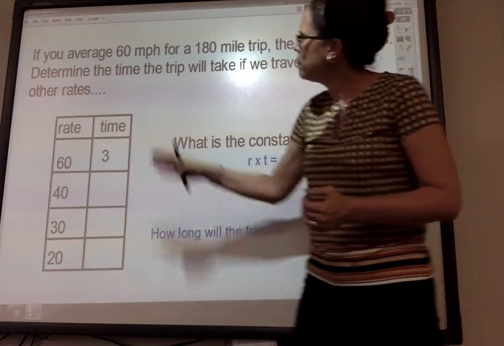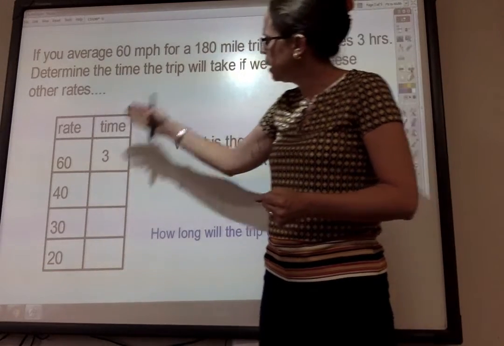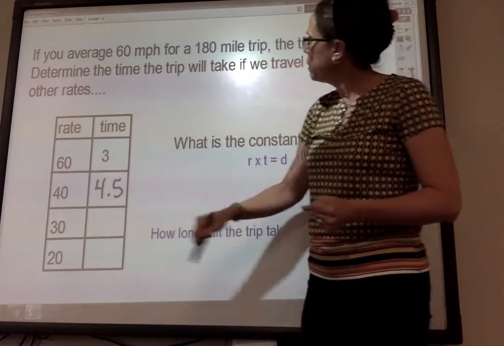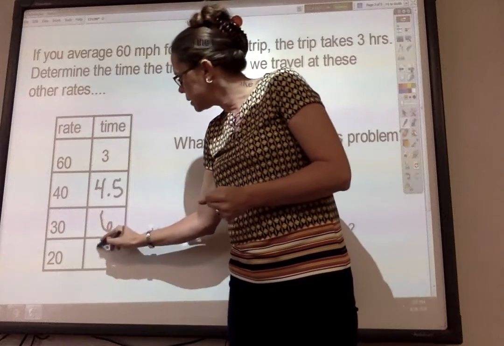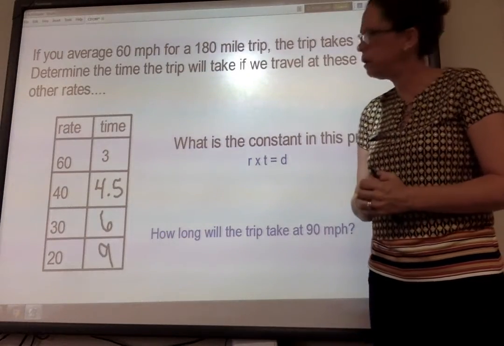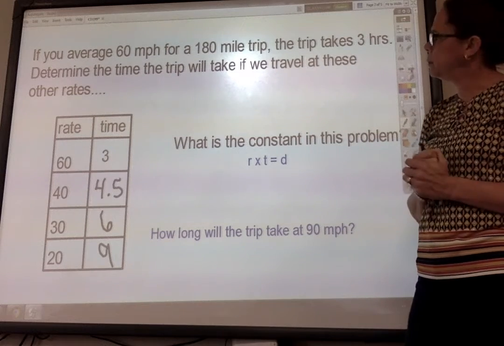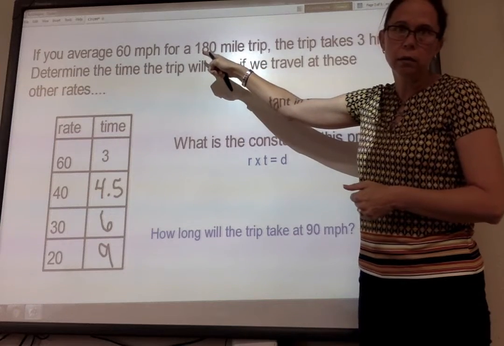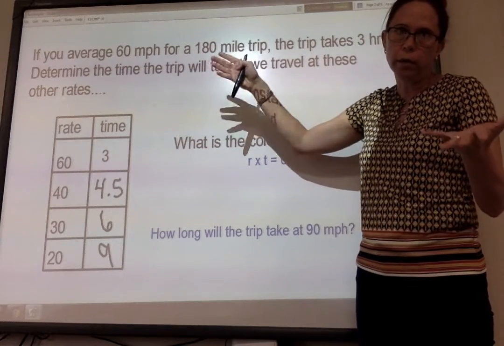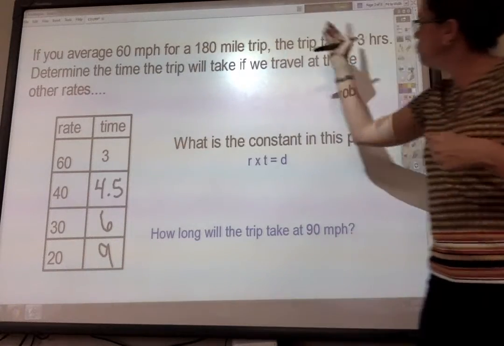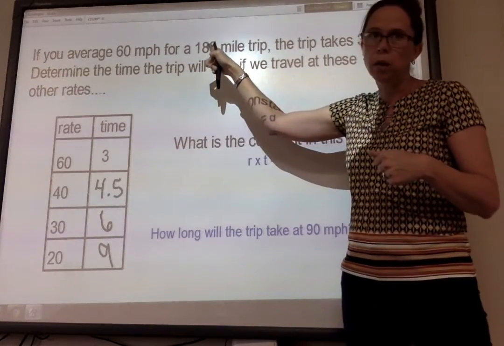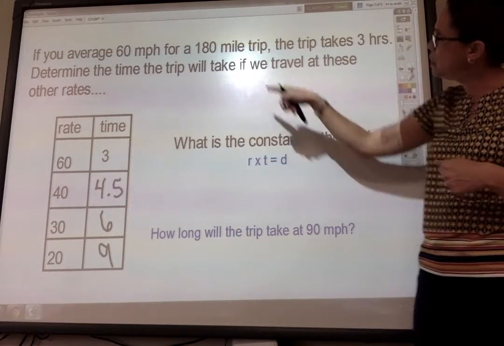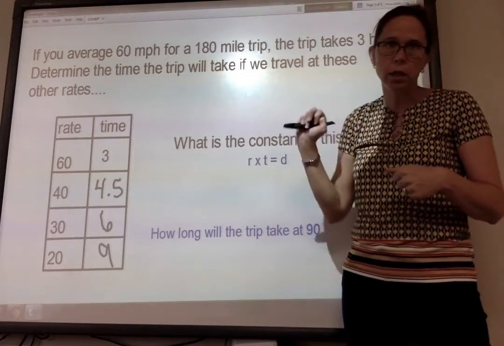When I did my calculations, if I'm traveling 180 miles at 40 miles an hour, the trip takes 4.5 hours. At 30 miles an hour, the trip takes 6 hours. At 20 miles an hour, the trip takes 9 hours. What is the constant in this problem? What is the thing that's not changing? It's the 180 miles. I still have to travel 180 miles no matter what rate I'm going, and the rate determines how long the trip takes. So we can think about rate times time equals distance. D is the constant, the thing that's not changing.